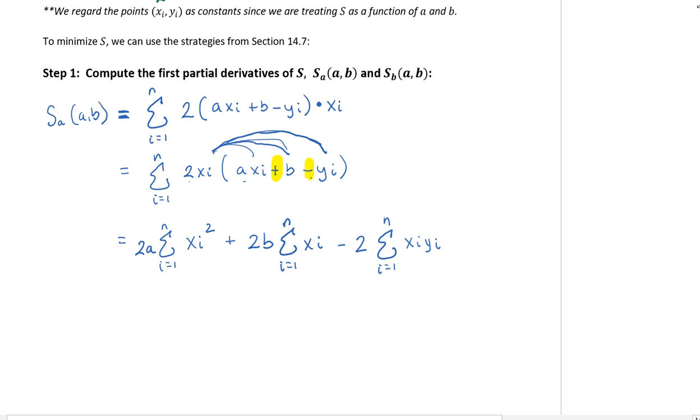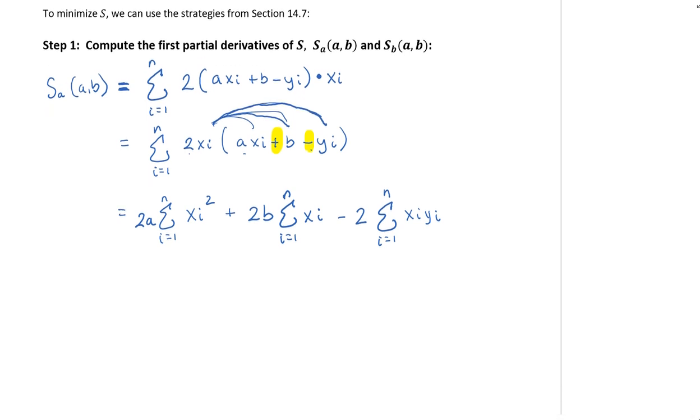Now this might look a little challenging at the moment. Understand that we will be able to do some calculating with these sums right here. We just need to know what our data points are so we can actually calculate those values. So that is our partial derivative with respect to a.